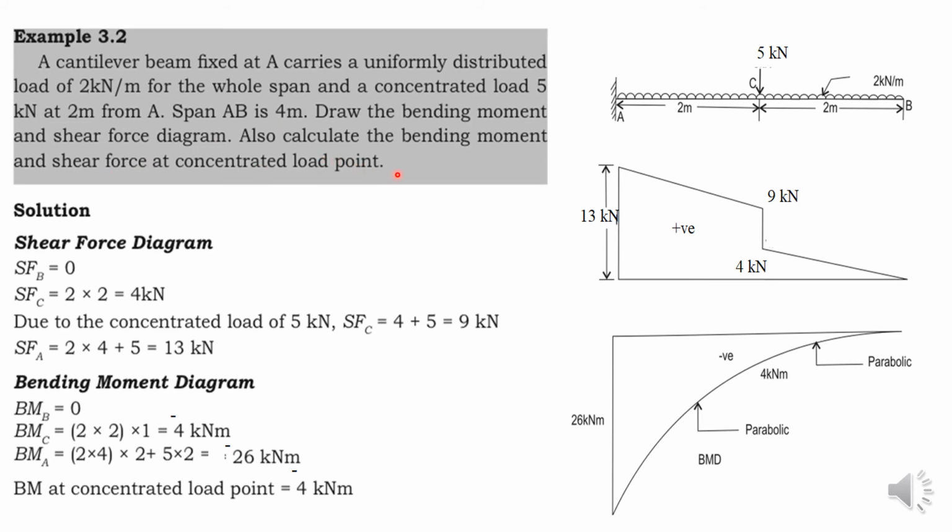Okay, so in this question you can see it is a cantilever beam which is carrying a UDL of 2 kilonewton per meter for the entire span, and also a 5 kilonewton load is acting at C. In the question it is asked to draw SFD and BMD, and also to calculate the SF and BM values for this particular point C.